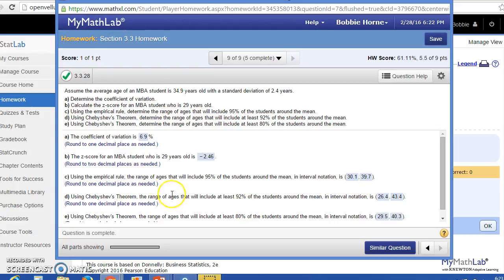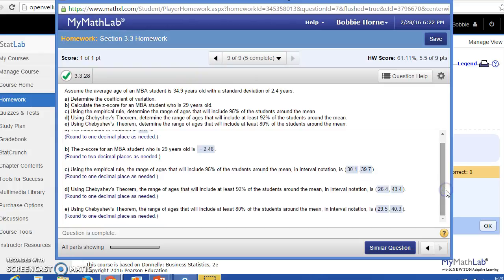And then using Chebyshev's theorem, the range of the ages that will include at least 92%. Remember that formula, 1 over 1 minus 0.92, so 1 over 0.08, 1 divided by 0.08. You put that in, and then you take the square root of that. And then you will take that number, which I believe is 3.54, and you would times it by 2.4. You take your z-value that you calculated using your formula and multiply it by 2.4. Once you get that number, I believe you get 8.49. You will use that to add and subtract from the mean to get your interval notation.